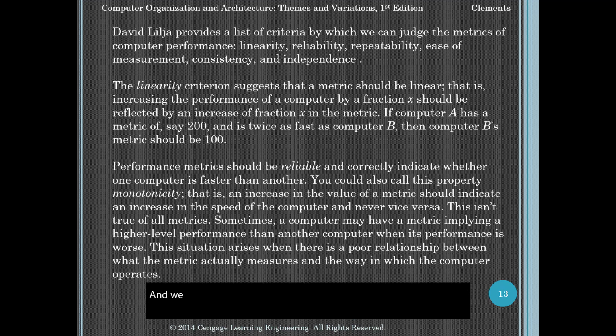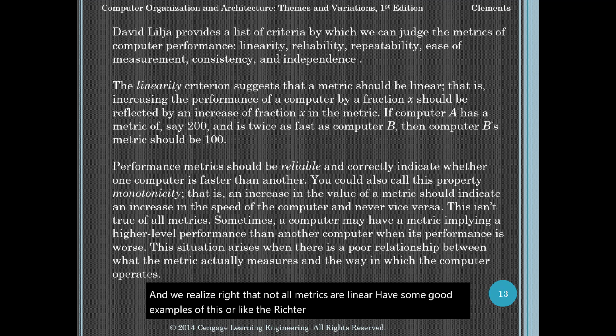And we realize that not all metrics are linear. Some good examples of this are the Richter scale for earthquakes, the level of sound intensity, which is decibels, or camera aperture, which is f-stops. Those are all logarithmic. But since computer performance is increasing year by year at an exponential rate, then performance should be expressed in a logarithmic fashion. However, this is the criteria by which the industry has decided that we're going to use.